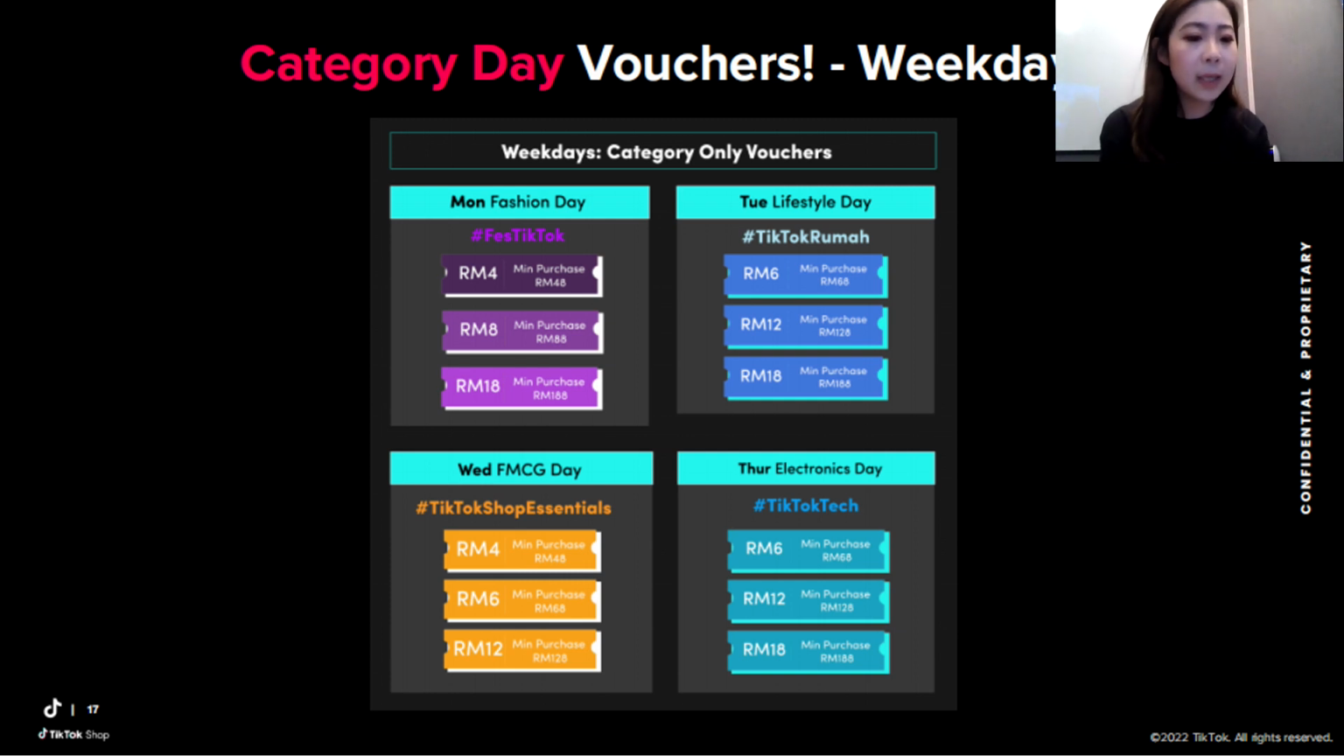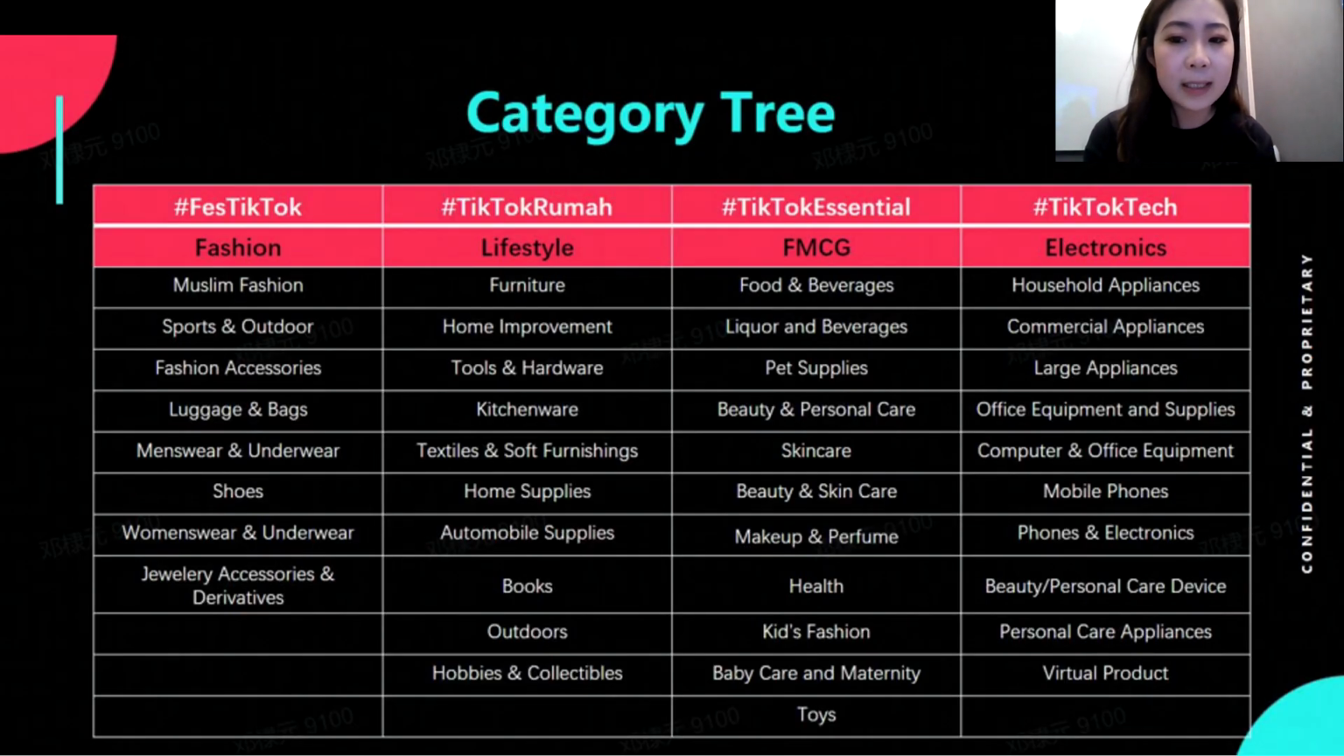We categorize your product per category. Here's a category tray for reference. All these subcategories are under a major category. So we apply our vouchers based on the main category: lifestyle, fashion, FMCG, and electronics.